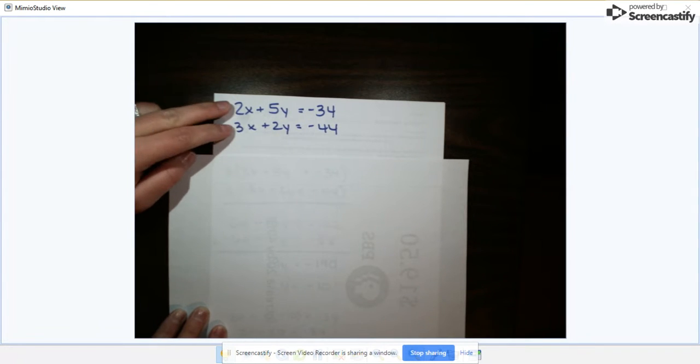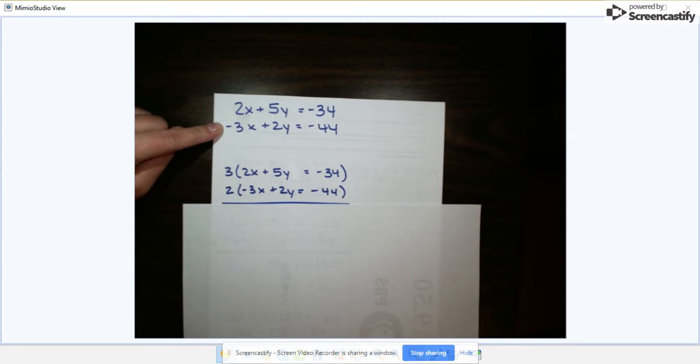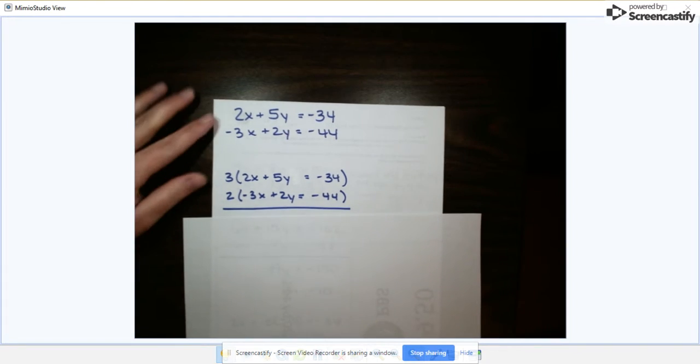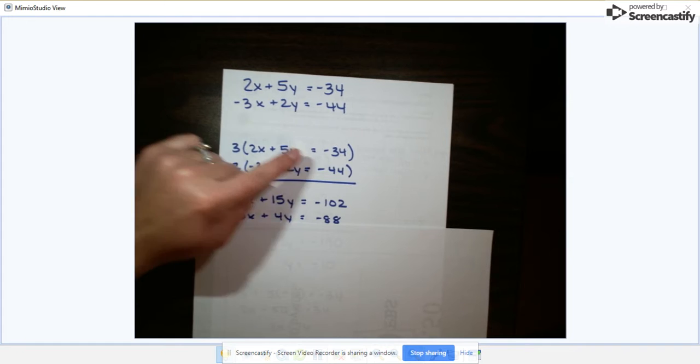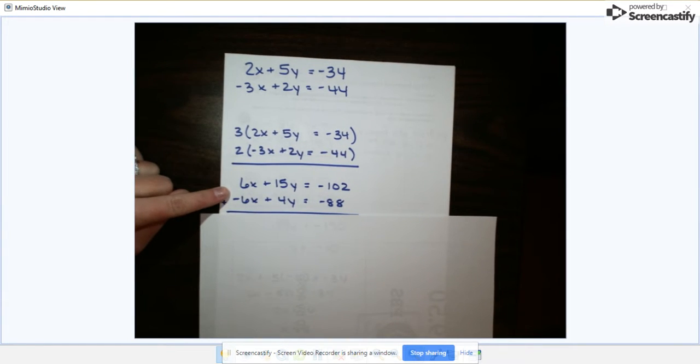Well, in order to do that, I need to find my least common multiple of 2 and 3. Well, my least common multiple would be 6. So I need to multiply my top equation by 3 and my bottom equation by 2. So I do that here. Once we multiply, make sure you multiply all the way across to the constant as well. But once you multiply, you get these two equations. And now I'm going to add those together.